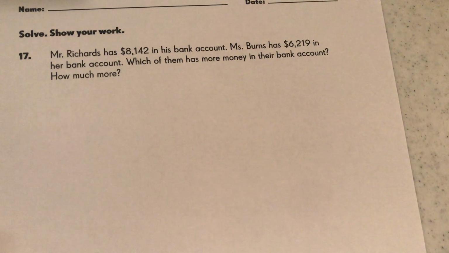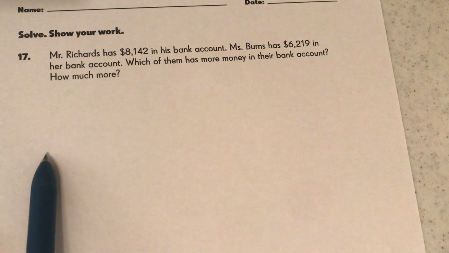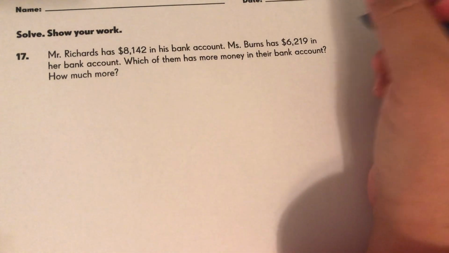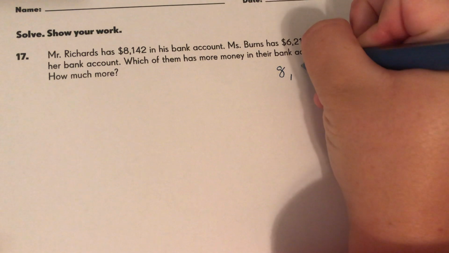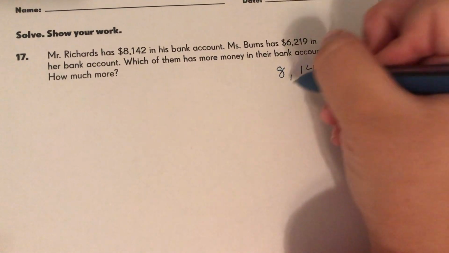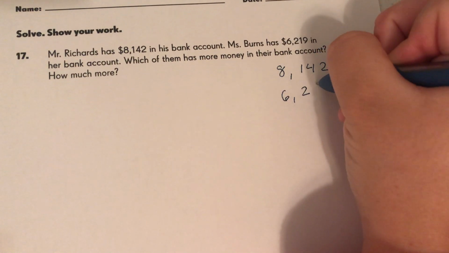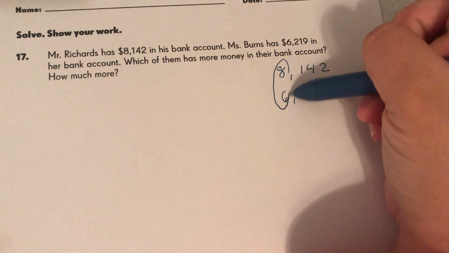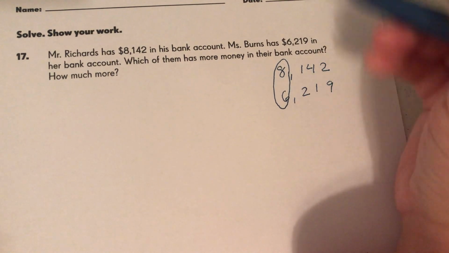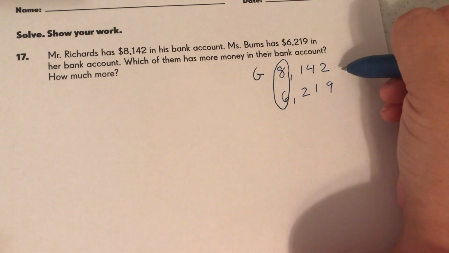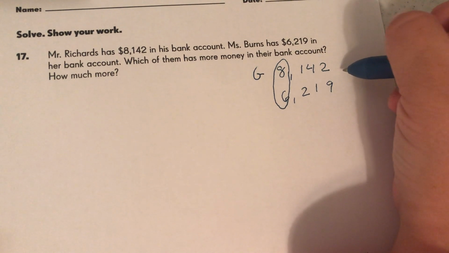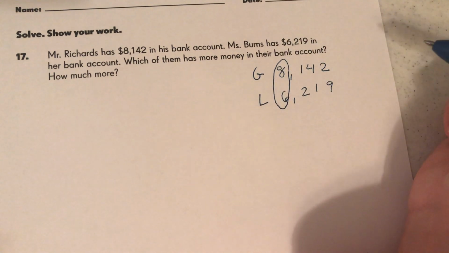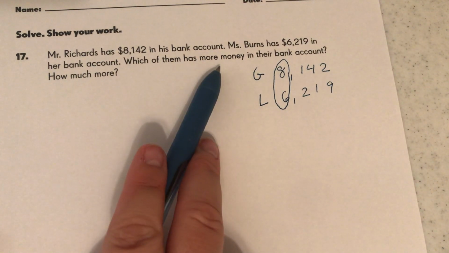How much more? I'm going to have to do what? I'm going to have to compare these two numbers to see which person has more. How does 8,142 compare to 6,219? I start comparing in the biggest place value. 8,000s is more than 6,000s. So the person with $8,142 has more, and the person with $6,219 has less. So which of them has more money?